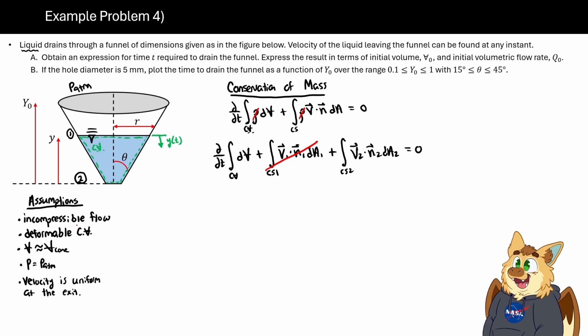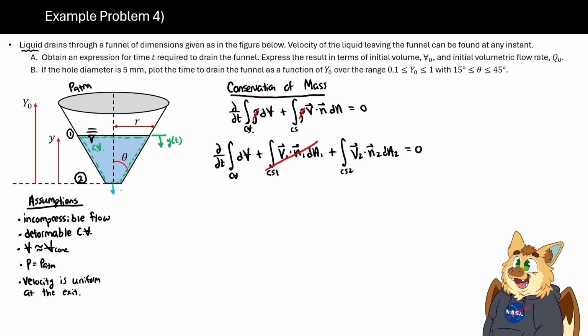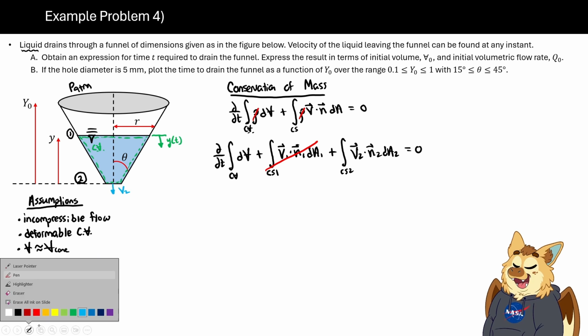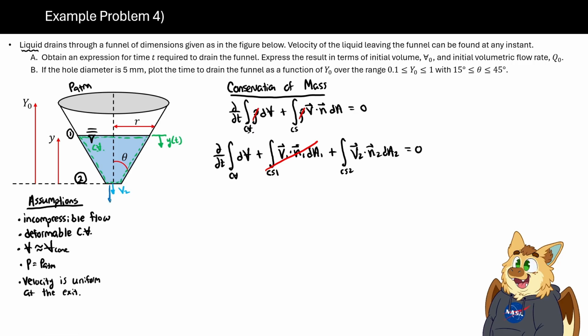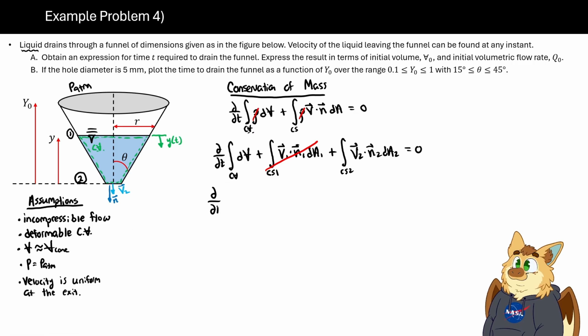And because we have outflow for control surface 2, and it's in the same direction as our unit normal vector here, we're going to have a positive value outside of our integral there. So let's rewrite all of our terms again. This will be plus, and then if we evaluate the dot product, it'll be a scalar. This will be V2, and it'll be multiplied by our area 2.